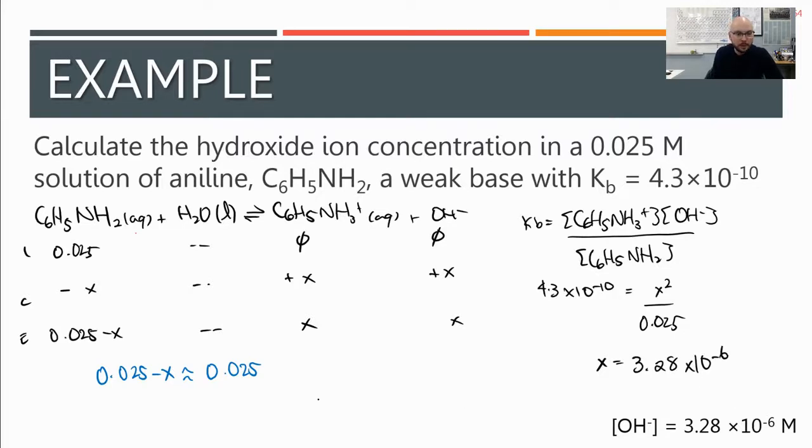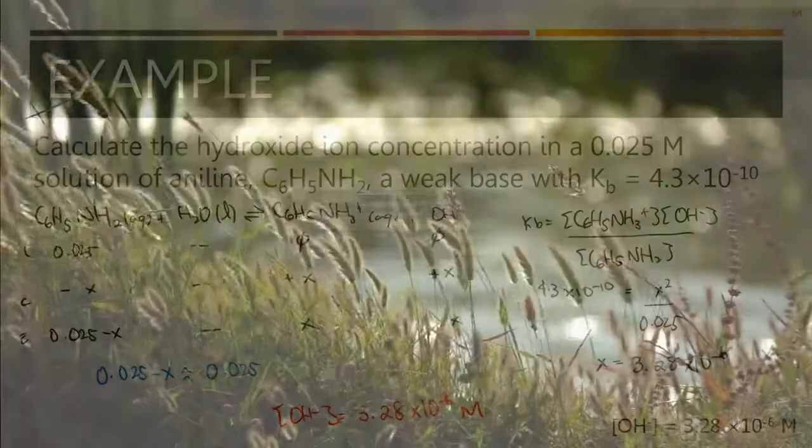But we want to make sure that we write this out. Concentration of OH minus is equal to 3.28 times 10 to the negative 6. And include our unit of molarity. Okay, so there's the second example of a weak base Kb calculation.